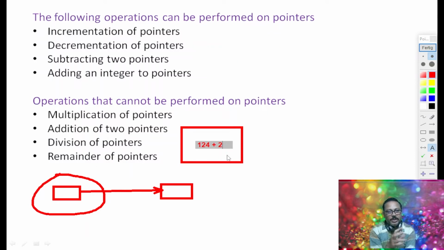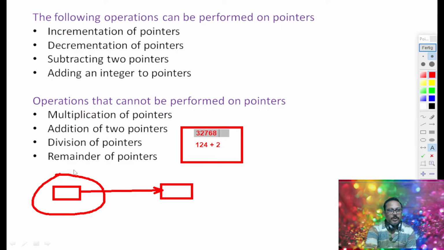Even addition of two pointers may result in an overflow problem. Overflow means that the value doesn't fit within the location. If the value that fits within this one is, say, approximately 32768, then if you add two such values, it may not fit in that location. That's why these operations are not permitted.